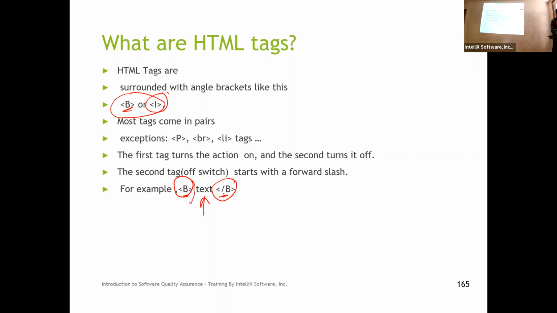For example, P, the new paragraph. BR is a line break. So when you're finishing and you want something to display in the next line, you just insert a line break. LI is nothing but a list item. So there are certain tags within HTML that come by themselves. They don't have a pair.